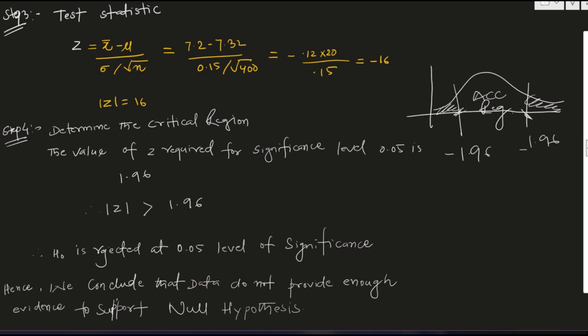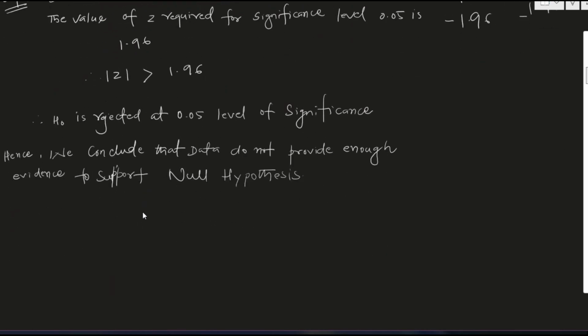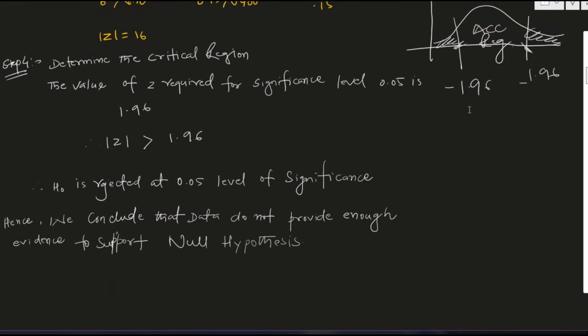Now the z value is greater than 1.96. That means we fall in the rejection region. Since it is a one sample test, we are considering plus and minus 1.96, and we are greater than 1.96. So we reject the null hypothesis.